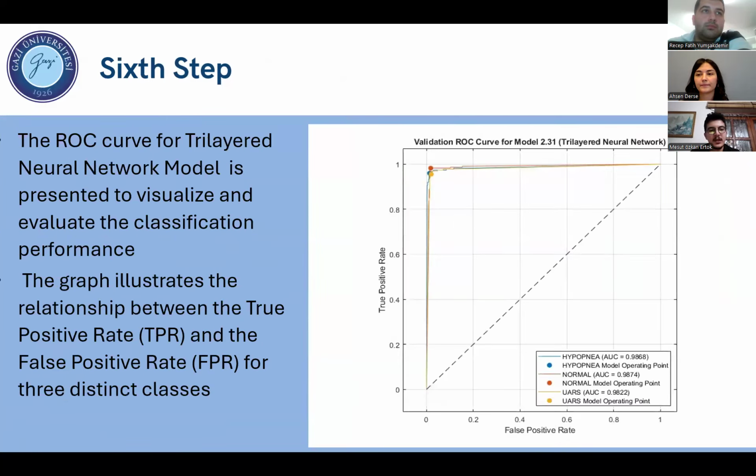Next. As observed in the ROC curve, the closer the model is to the ideal operating point, the better its performance. This provides a high accuracy in separating patient epochs. Next.